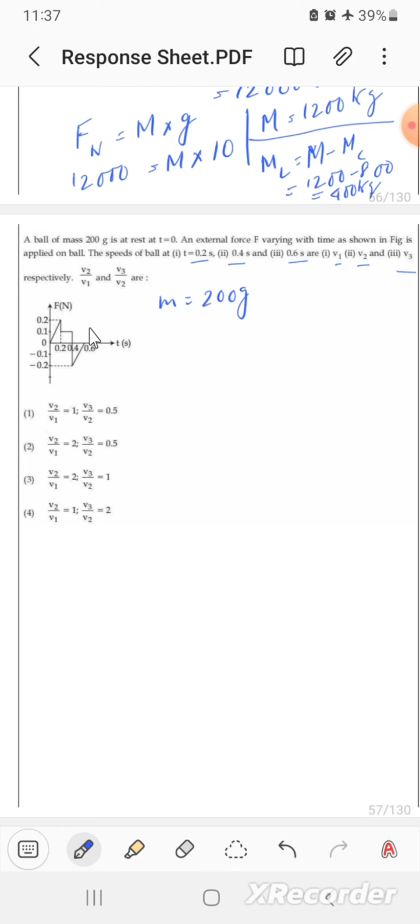Now if you look at the graph, it is actually a force versus time graph. So the area of this kind of F versus t graph gives us impulse. So we can solve it by considering the impulse part. Impulse is also the change in momentum.